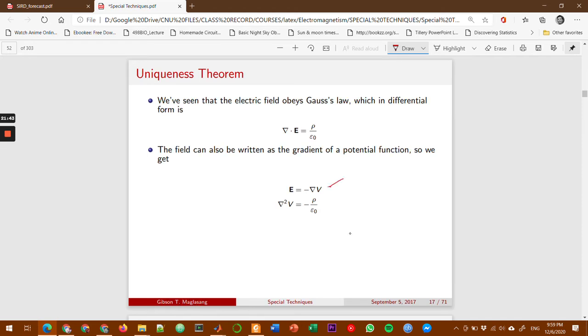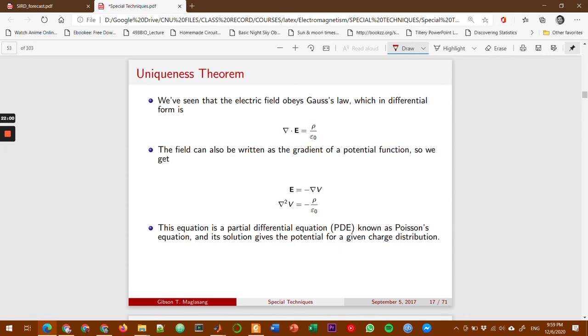And i-substitute mo din ha ang E, ang E mo is del V, so mo siya i-substitute din ha. You get this, right? Now this equation is partial differential equation. This is the Poisson's equation. And its solution gives the potential for a charge distribution. Now in regions where there is no charge, rho is equal to 0, and it becomes a Laplace equation. Tada.